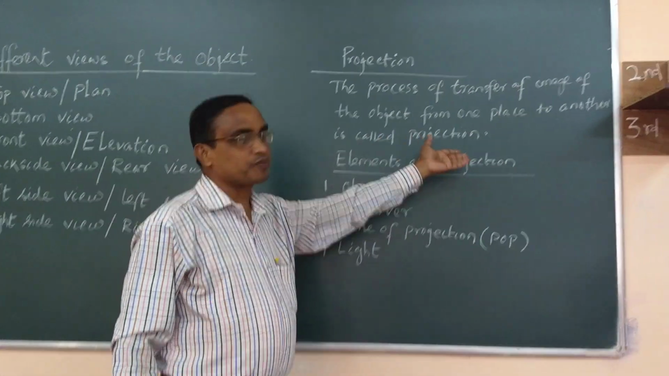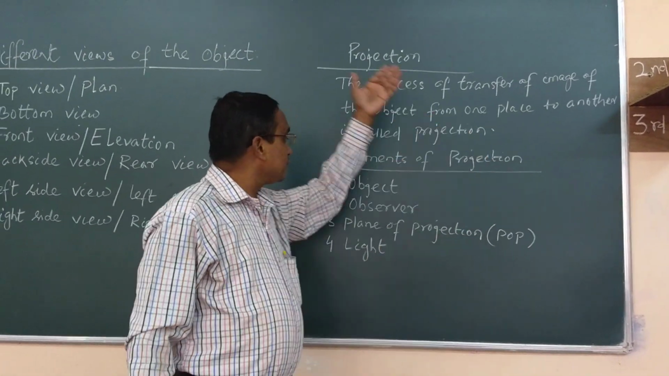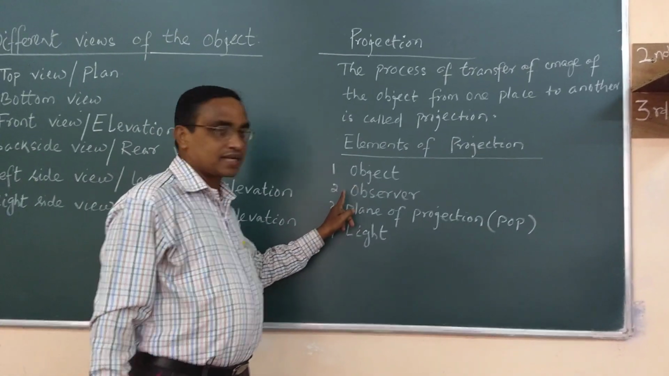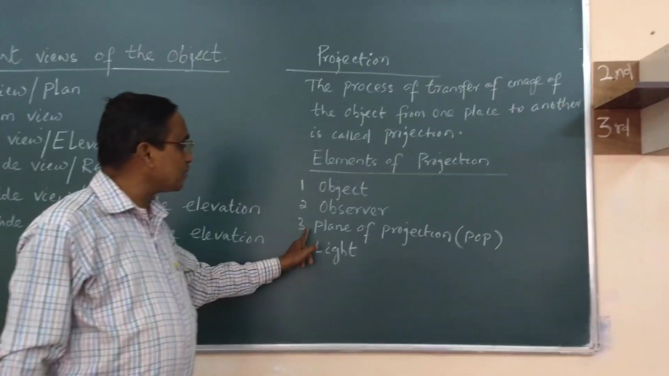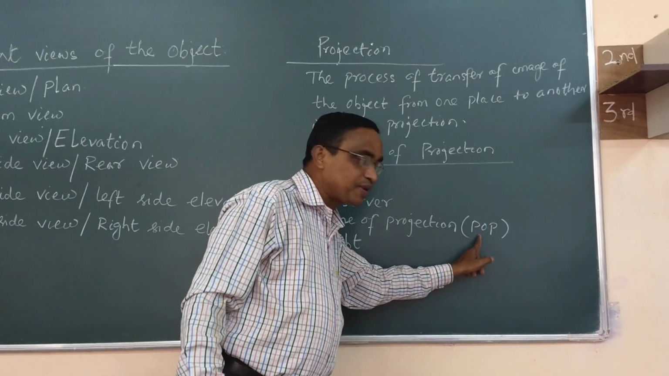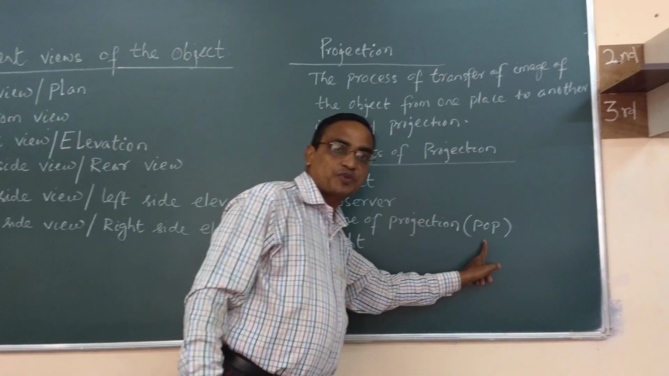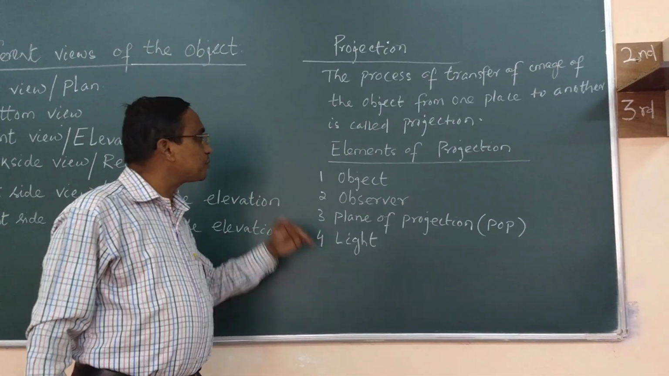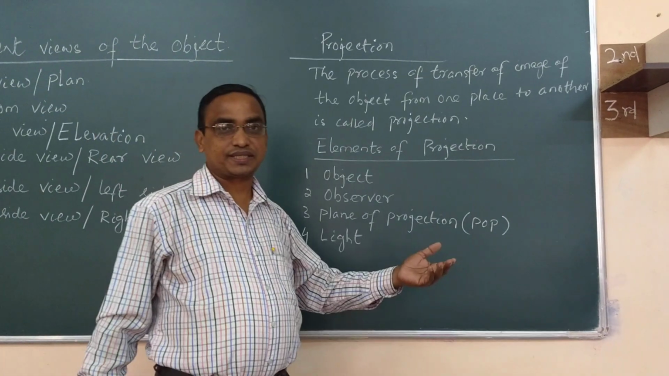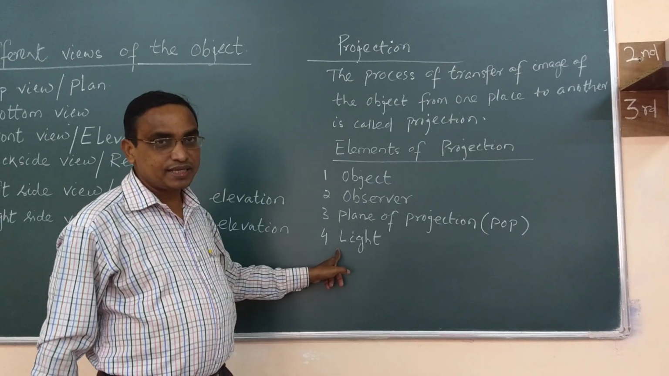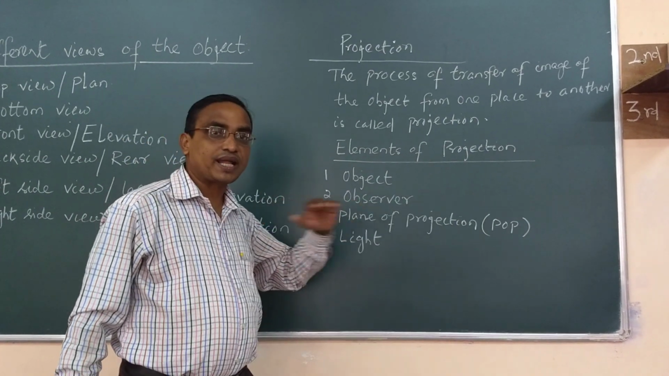So for projection, what things are required? Those are called elements of projection. The 4 elements are: first one is object, second one is observer, third one is plane of projection or POP, or principal plane of projection or reference plane of projection, and fourth one is light. Then only the projection principle will take place. If any one of the elements is absent, the projection principle will not take place.